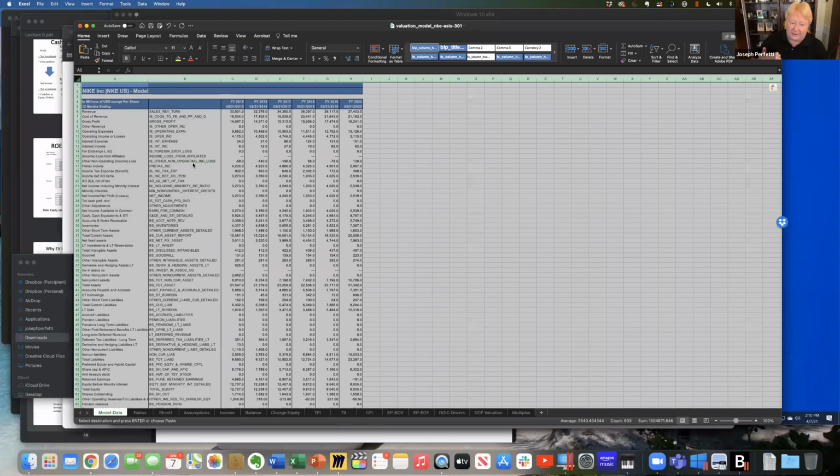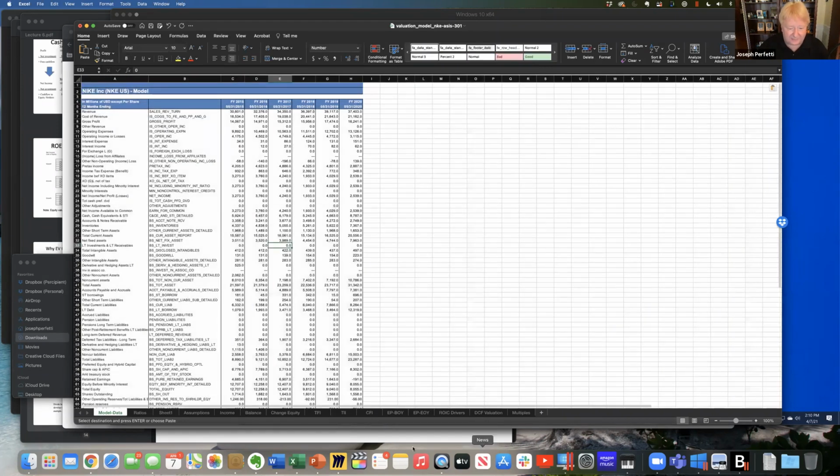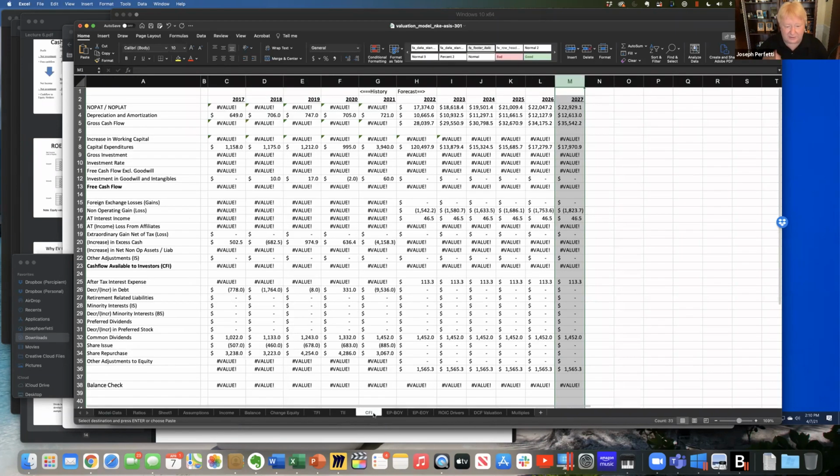That's going to overwrite the Nike data over the Walmart data, right? And then my next step is to check the CFI. I'm looking to make sure that the CFI balances. Now, the next thing I'm going to notice, I have all these errors in all of my models.